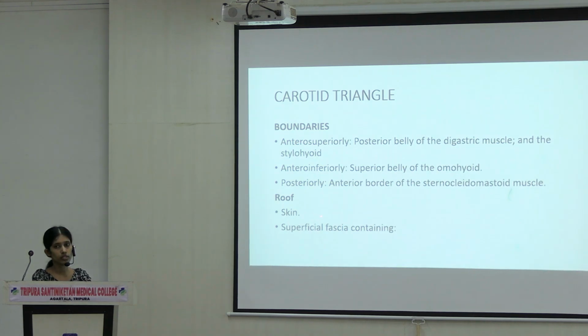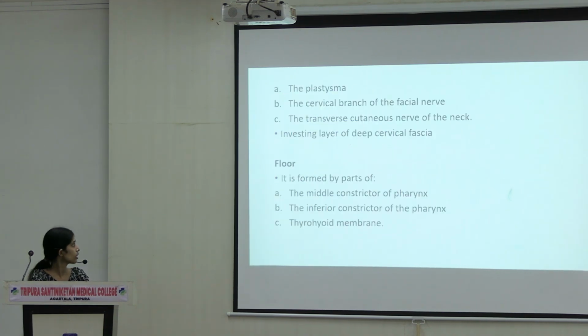Roof, again, is similar to the digastric triangle. We have skin, superficial fascia and deep fascia. Your superficial fascia here also includes platysma, the cervical branch of the facial nerve and also the transverse cutaneous nerve of the neck region. Okay. Then we have the deep cervical fascia. Floor is formed by the middle constrictor and inferior constrictor of the pharynx and also by the thyrohyoid membrane.